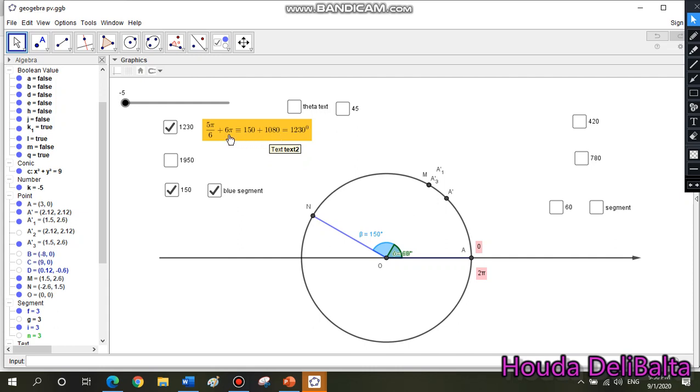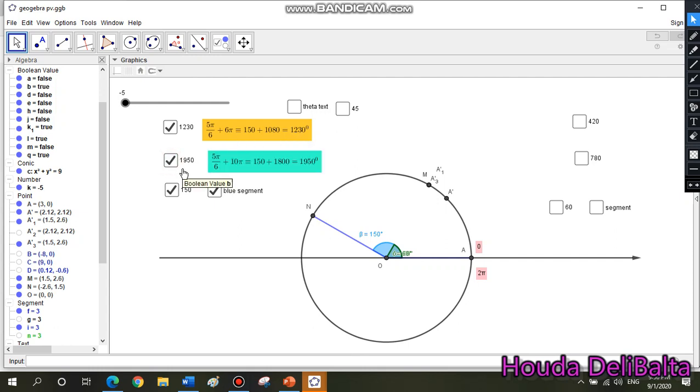What does 6 pi mean? 6 pi means that I'm moving 3 turns. So the first turn is 2 pi, the second complete turn is 4 pi, and the third complete turn is 6 pi. So any even number multiplied by pi will return me to 0 definitely. That's why I cancel the even number multiplied with pi, which is corresponding to this value in degrees, and the remaining represents the principal value. So 150 degrees is the principal value of 1230 degrees.